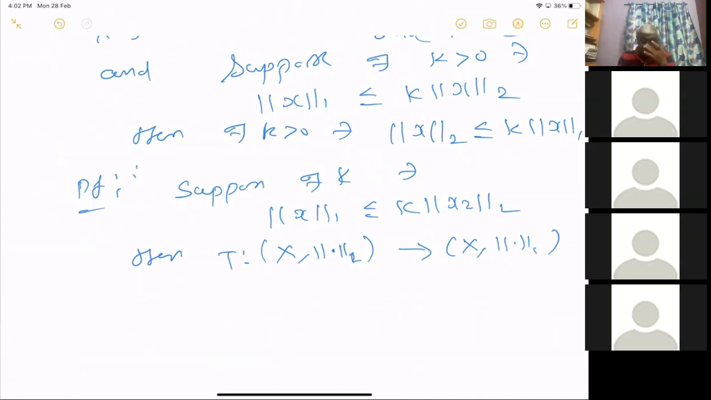This is T x with respect to norm 1. So this is continuous. But this is a bijection.